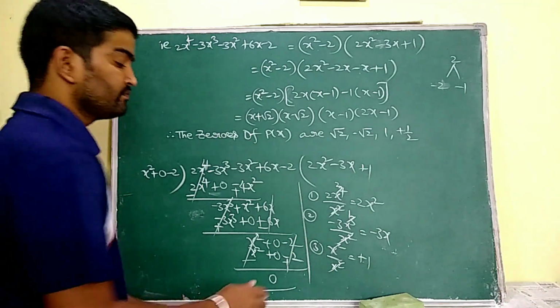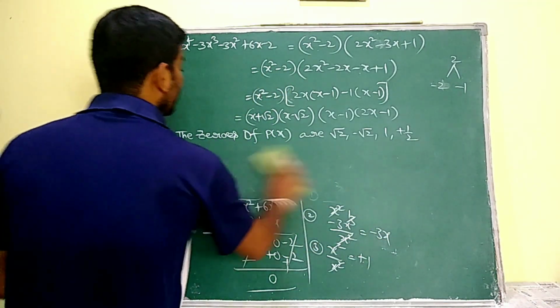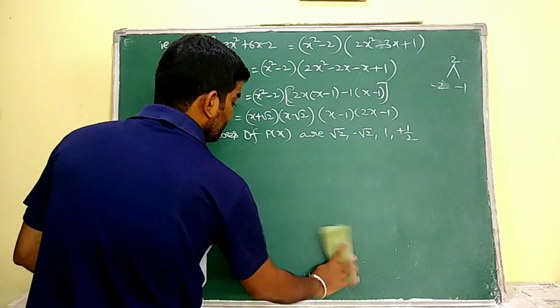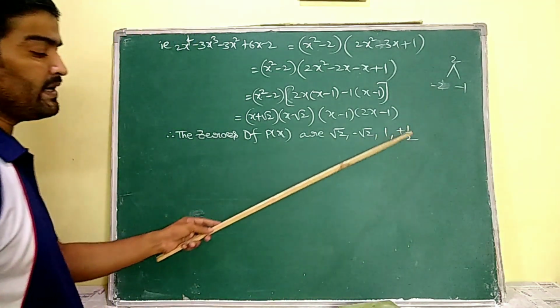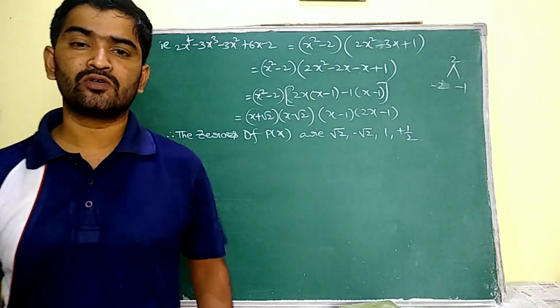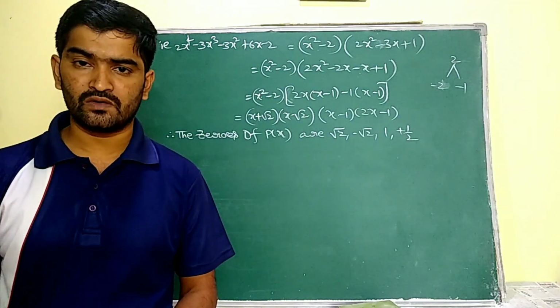So the remaining two zeros of the polynomial are 1 comma 1 by 2. In this way we are going to solve for the unknown zeros.